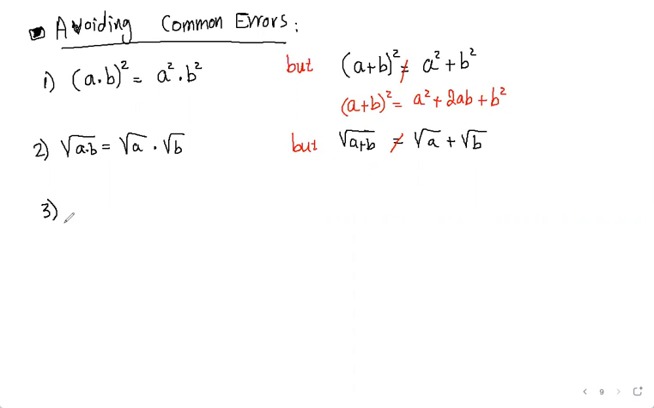Number 3, the square root of A squared times B squared is equal to A times B. But for addition it is not true. The square root of A squared plus B squared is not equal to A plus B.